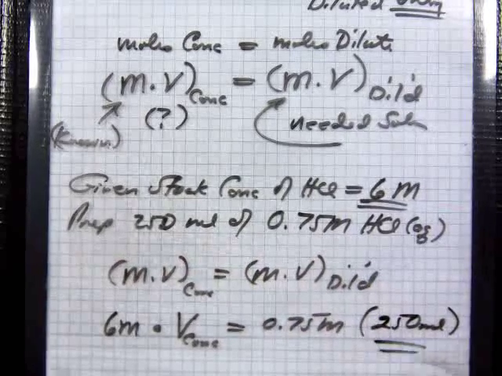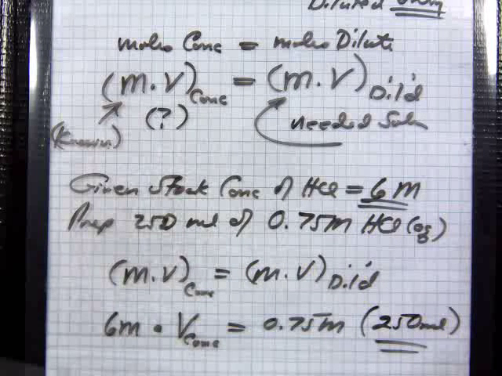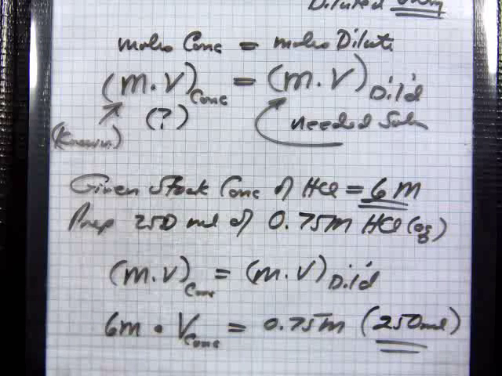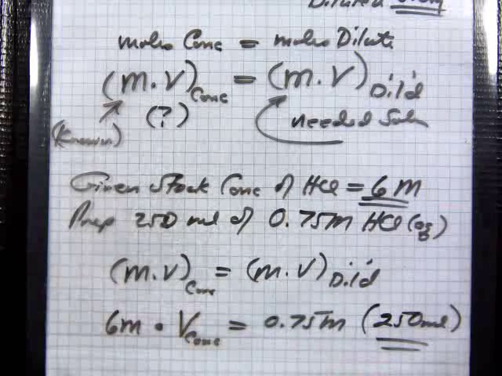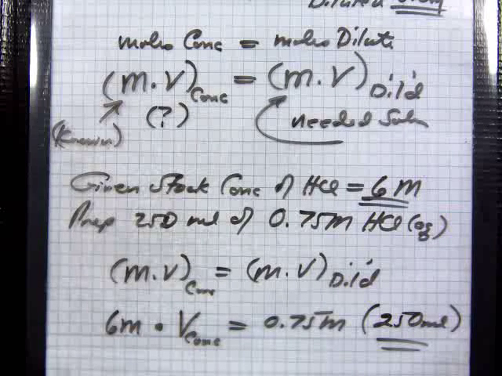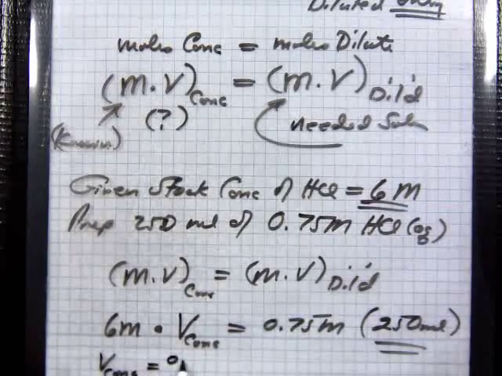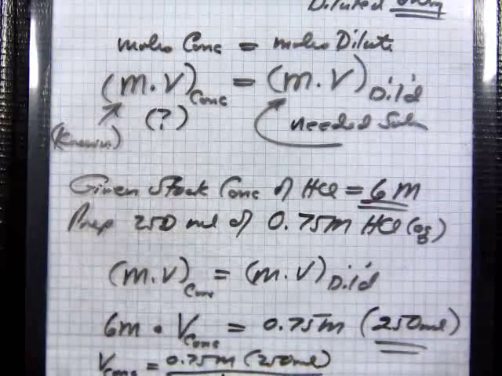Now, this is a special case. If the units are the same on both sides, or if you have milliliters on the left, milliliters on the right, you can leave them in milliliters. If one of them is, say, moles or grams that you're working with, the other side is molarity and volume you're working with, you have to go to liters. But if both sides have the same units, you can convert them to liters if you want to. We solve for your volume of your concentrate, and that's 0.75 molar times 250 mils divided by 6 molar.